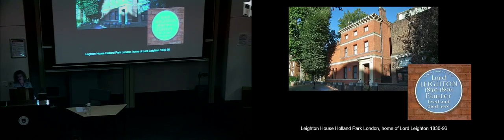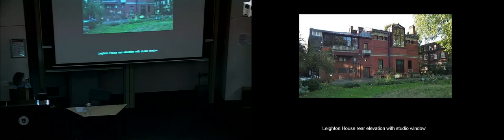So Lord Leighton, Frederick Leighton, in fact, he was only made a lord in the last year of his life. He was Fred Leighton for most of his life, but he was a fine painter. And his house in Holland Park in London is also a very fine house, as we can see here from the front. The rear of the house, the rear elevation, is not so interesting and not particularly planned or designed. This is the studio window up here.